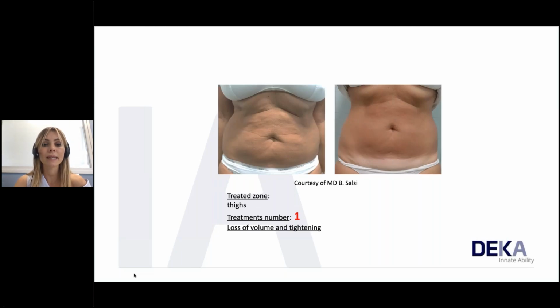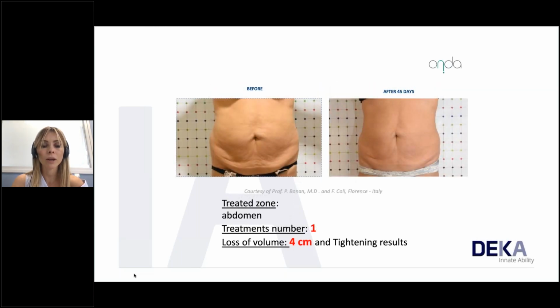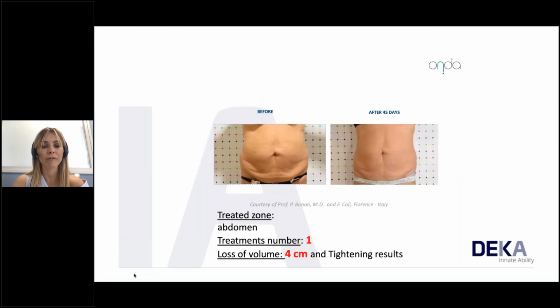And here you can see these lines around the belly button. It seems to be a sort of a reversible V, but in the second image, the lines are more horizontal. Again, loss of volume and improvement in skin quality. And again, loss of volume and tightening result. In this patient, 4 squares were performed.